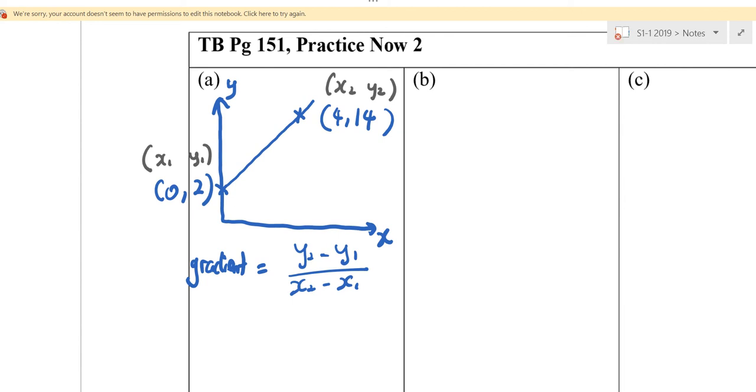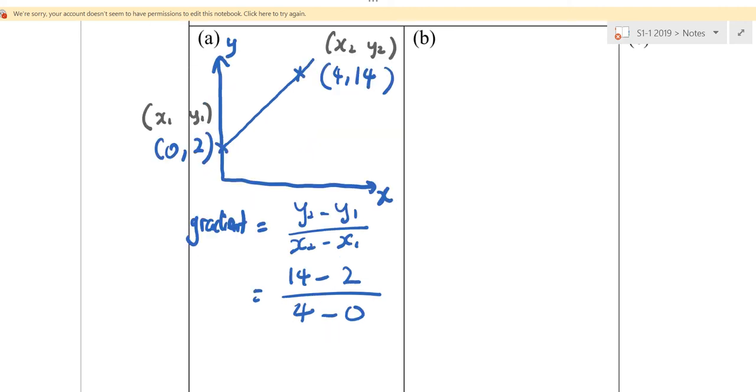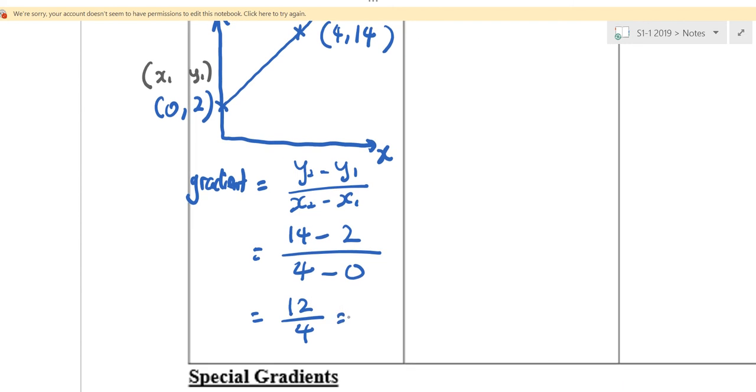Now, once you have this formula, what's the next step? You put in the numbers. Understand? So what is your y2? 14, right? So then you write 14 minus, Maria, 14 minus what? What is the value of y1? 2. Then below, x2 is what? 4 minus 0. So what is the answer here? 12 over 4. And what's the answer here? 3. So the answer is 3.